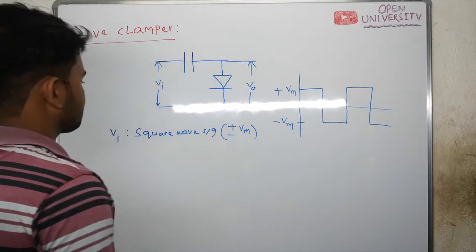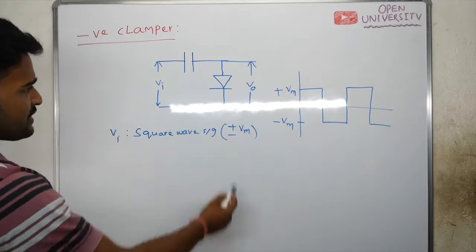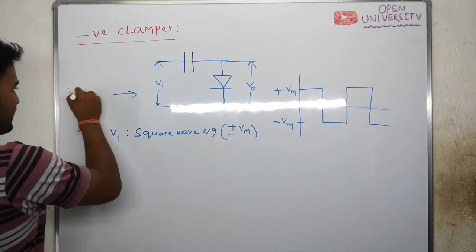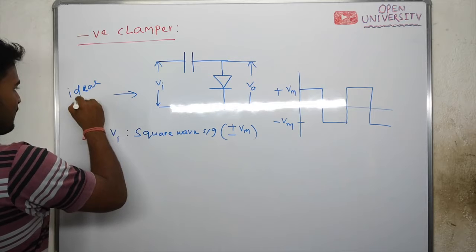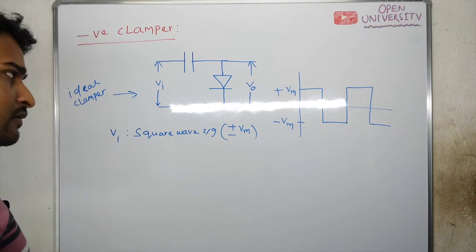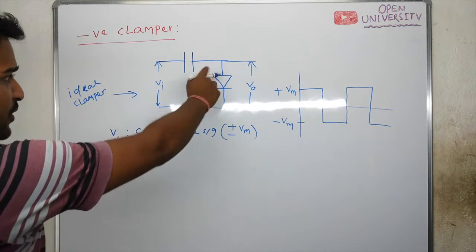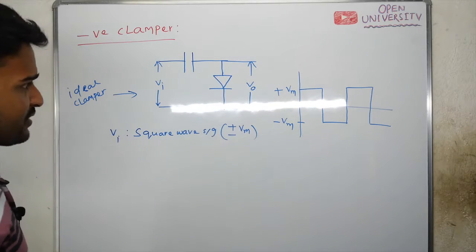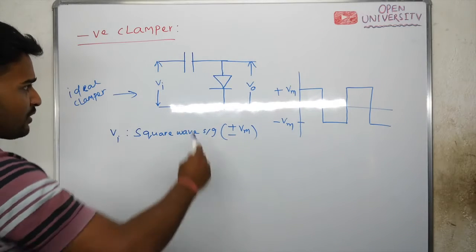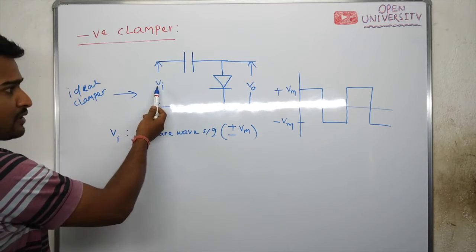Now, when Vi is positive, this circuit is an ideal clamper. We will also see the practical clamper. When Vi is positive, this diode will be forward biased, and we replace the diode with a short circuit. Then the capacitor will charge to the maximum value of the input voltage.